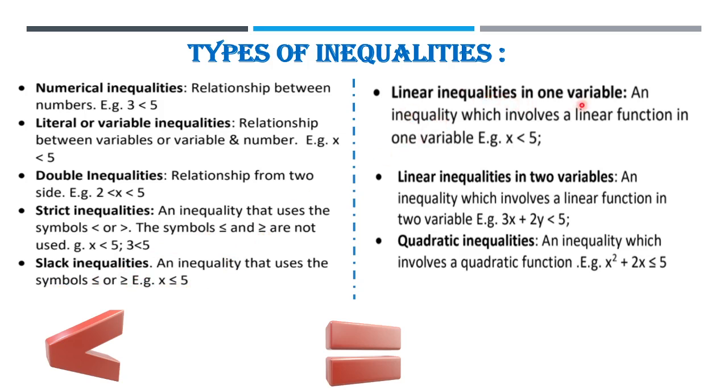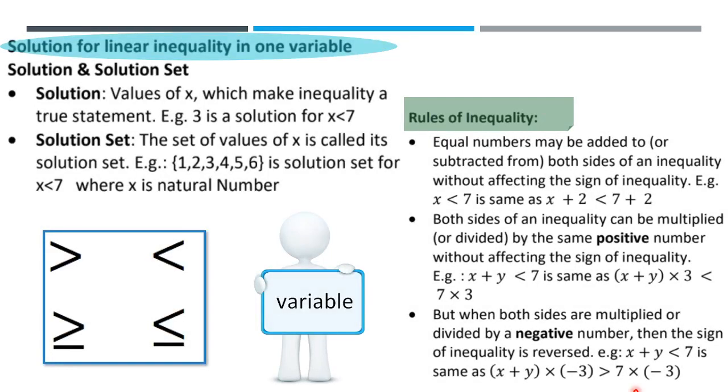Linear inequalities in one variable, as the name says, we will have one variable only. And in two variables, we will have two variables. Quadratic means we will have degree 2.